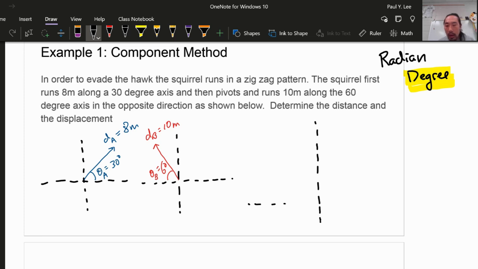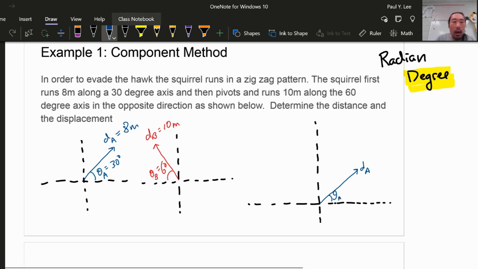Okay, now I know we're not going to dip into the negative y region, so I kind of just skewed my axis. The first vector I'm going to draw is dA. So we have dA here, and this is theta A. And then they pivot, and they go like this. I'm going to draw the imaginary axis there so that we can imagine that this is still a right triangle, dB right here.